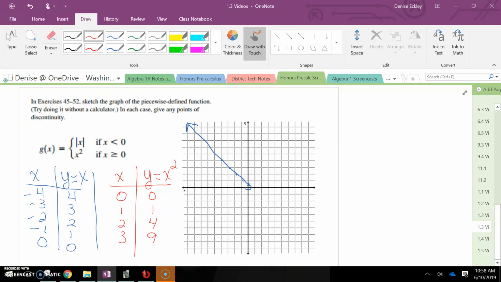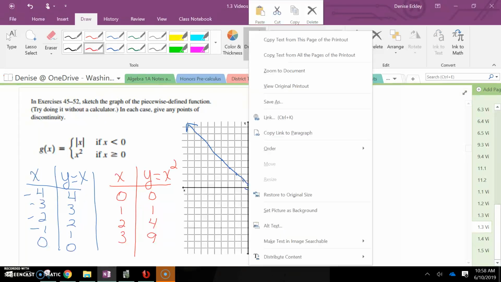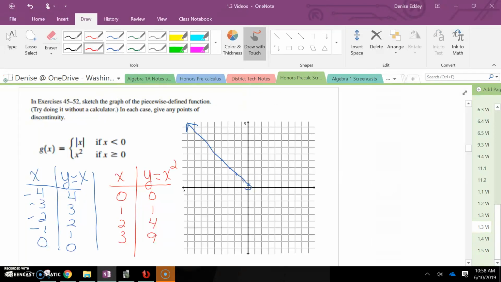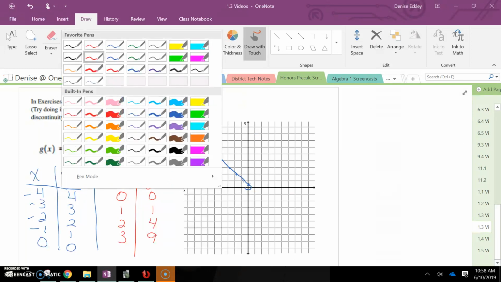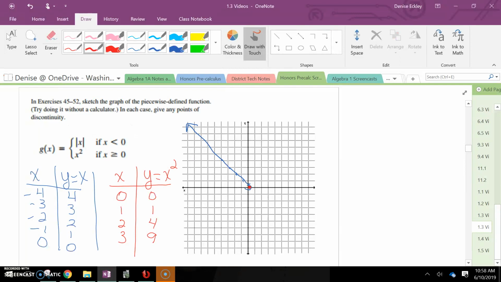So now at 0, I'm going to fill in, so to speak, that open circle. So it is going to be a closed circle. I think I need a thicker pen here. Having trouble making a closed circle there. There we go. So there's no longer a hole there.